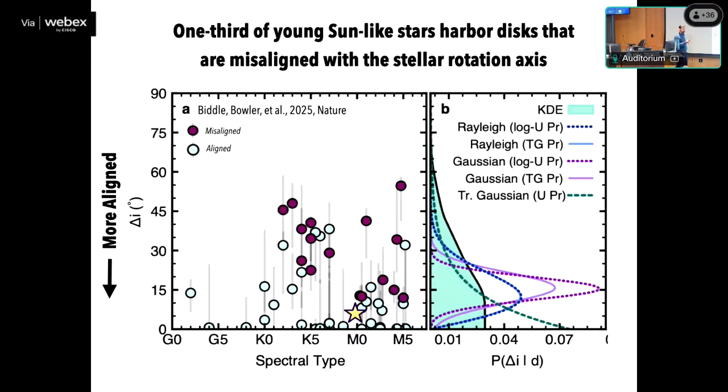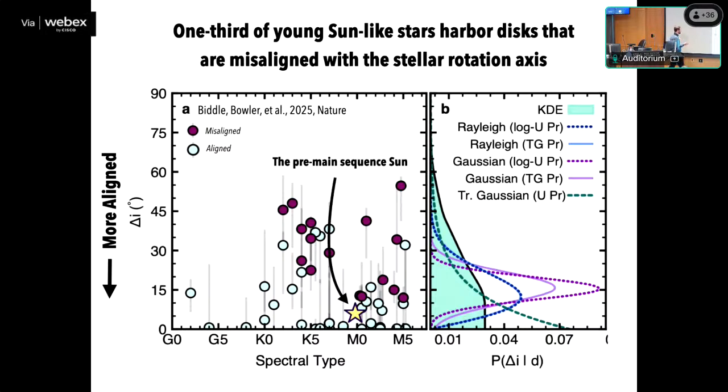Most protoplanetary disks, which trace the outskirts, right? This is at about 100 AU. We're not talking at 1 AU. We don't have that spatial resolution. But at least at wide separations, the protoplanetary disk predominantly seems to be aligned. But about a third of sun-like stars harbor misaligned disks at the few tens of degree scale.